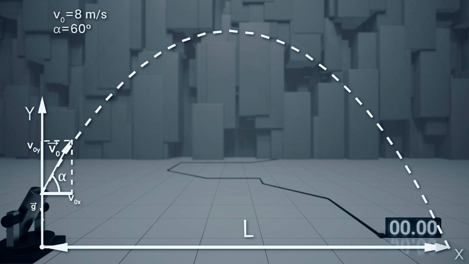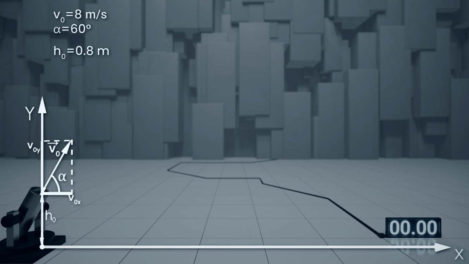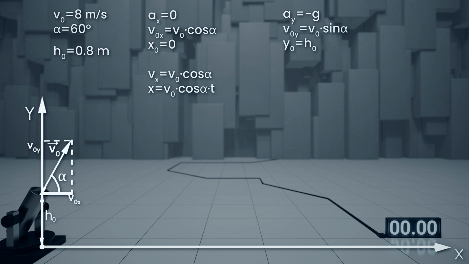In this case, the motion along the horizontal axis is described by the same equations. However, the initial vertical coordinate is not 0. It is equal to the initial height, which is 0.8 meters. With this adjustment, the equations of motion take the following form.